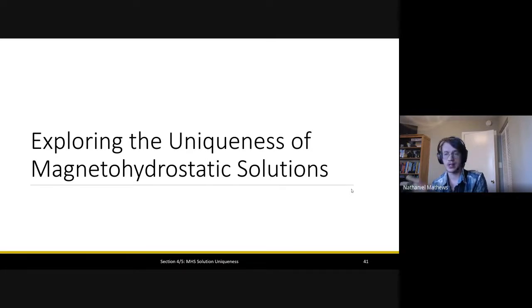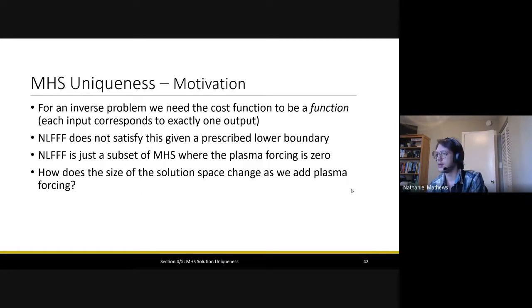I want to talk briefly about one of the problems that I mentioned that MHS might have, which is that it could still be non-unique if the plasma is 0. So I want to use the forward model that I built to explore this idea. Remember I said that we need the forward model, the first part of our inversion 3-part framework, to be a function, right? That every set of parameters has one output. And NOFF doesn't do that for boundary condition data. MHS may or may not. So how does that change as we add plasma forcing is the question.